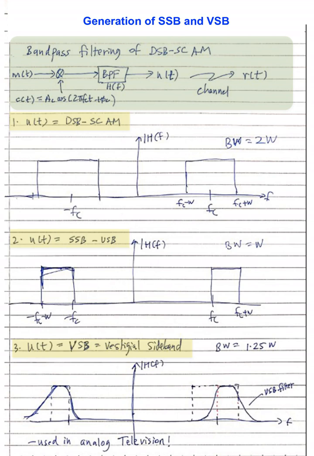So, when H of f is a bandpass filter of approximate bandwidth W and mostly passes only one sideband, either the upper or lower sideband, we get vestigial sideband AM. Vestigial sideband typically has a bandwidth of 1.25 W, so we see that it is a compromise between double sideband suppressed carrier and single sideband. It is interesting to note that vestigial sideband modulation was used in analog television. These days, most of our television broadcasts are digital.